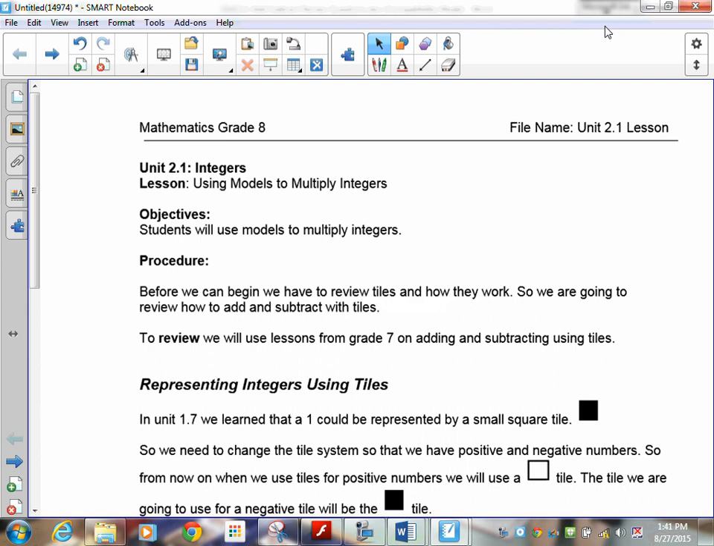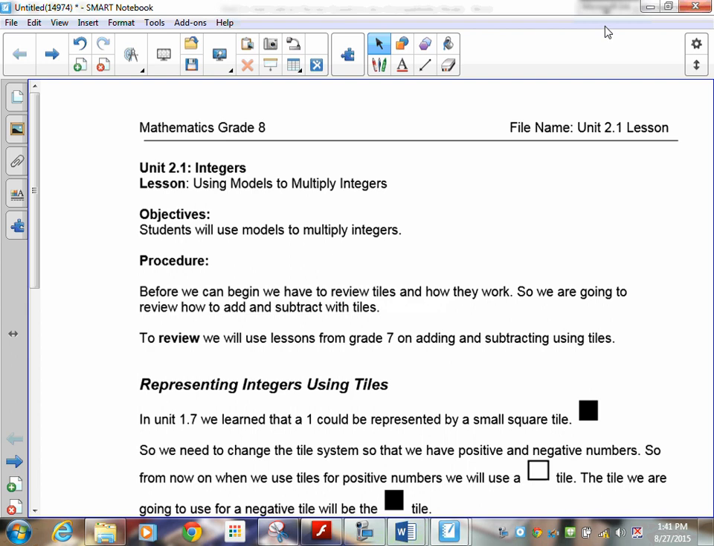Welcome to Grade 8, Chapter 2, Integers. We're going to start with a review. In Grade 7, you added and subtracted integers. But in Grade 8, you're not supposed to be taught how to do it, you're supposed to remember. And in my experience, you all need a little bit of a refresher. So our first bit is going to be on modeling, and we're going to do a little bit of adding and stuff just to help you out, okay?